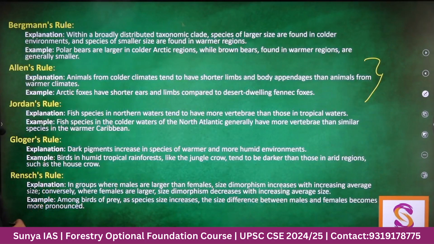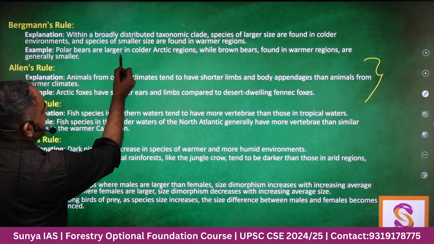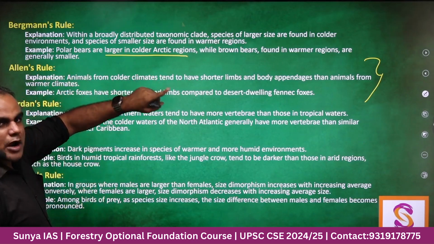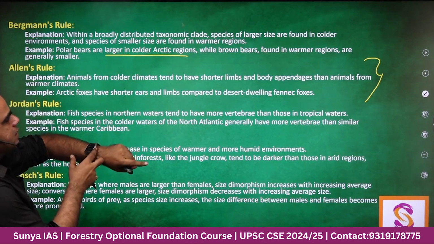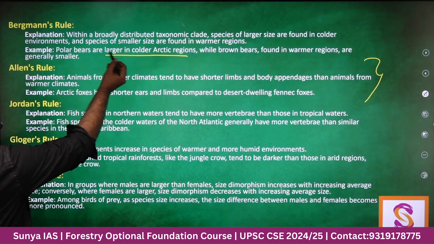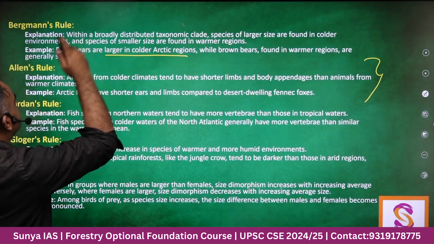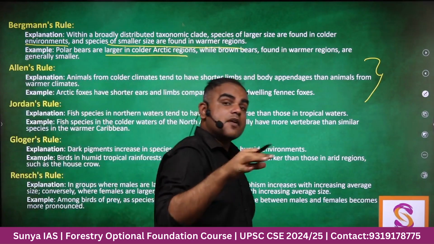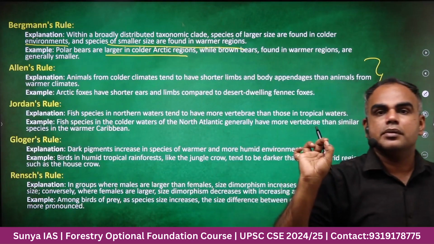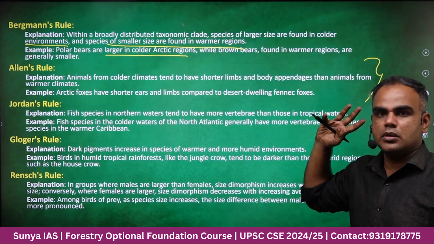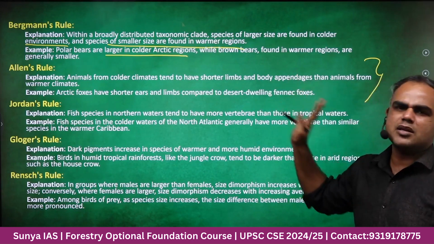Okay. So here when we are saying, let's say polar bears are larger in colder regions. You already know why. And brown bears which are found in warm areas, they are small. So what does the rule say? That species of large sizes are found in colder environments and species of smaller sizes are found in warmer ones. I hope you're able to link this and understand why. Okay, this is Bergmann's rule. The moment you understand this, that is how you'll remember it.